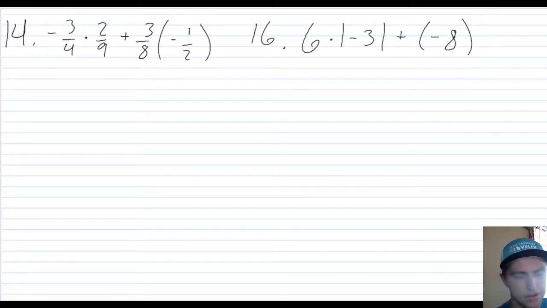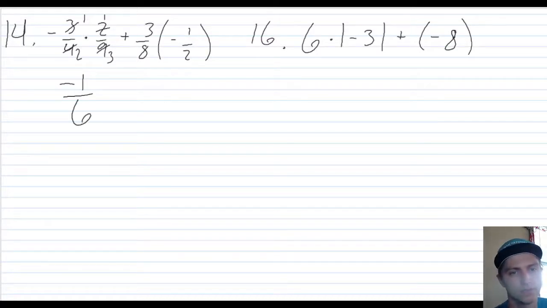So multiplying by fractions, we can just multiply straight across, but let's do some factor canceling. What do we have in common on the top and the bottom? Well, 2 and 4 both have 2 in common. 2 divided by 2 is 1. 4 divided by 2 is 2. 3 and 9 both have 3 in common. 3 divided by 3 is 1. 9 divided by 3 is 3. So we're left with negative 1 times 1 over 2 times 3. Negative 1 times 1 is negative 1. 2 times 3 is 6.